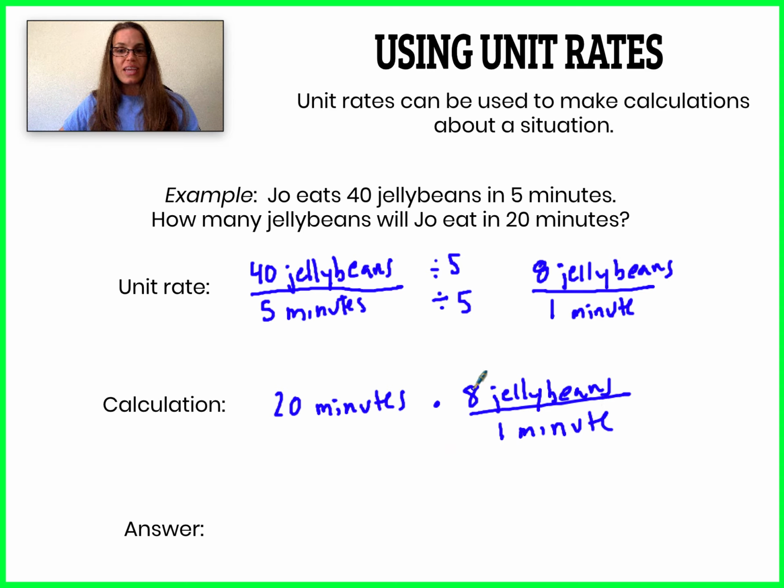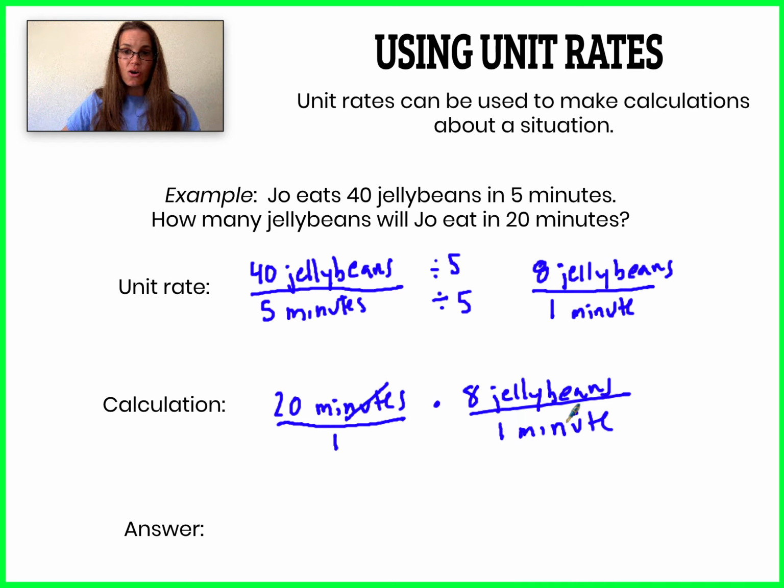The reason we're writing 8 jelly beans divided by 1 minute and not just 8 jelly beans is that then we'd have minutes times jelly beans. That's not the unit we want in our answer. So 20 minutes, a whole number, is really an invisible denominator of 1. 20 minutes we can write as 20 over 1. So now we're multiplying 20 over 1 times 8 over 1.